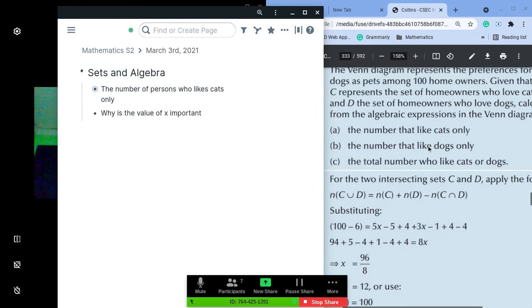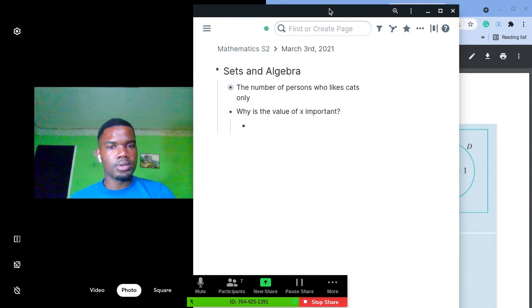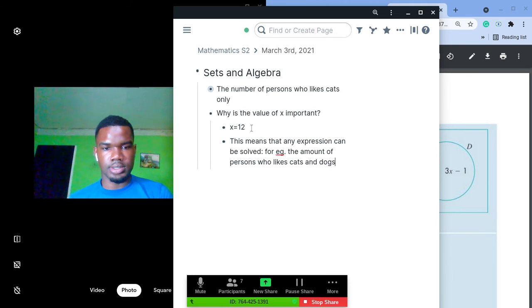Well, think about it. Let's go back to the Venn diagram. On both expressions, don't I have an x value, which is unknown? If I know what x is now, which is x is equal to 12, this means that any expression can be solved. For example, the amount of persons who like cats and dogs, and the amount of persons who like dogs.